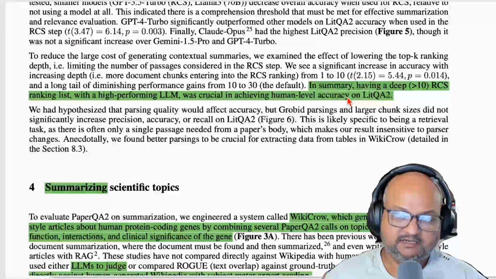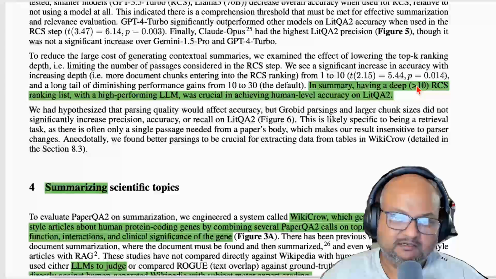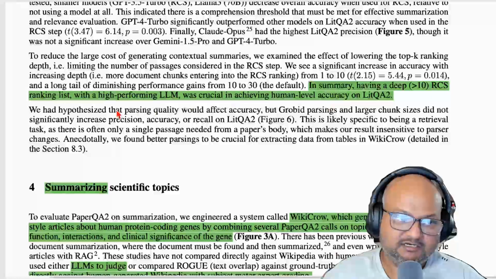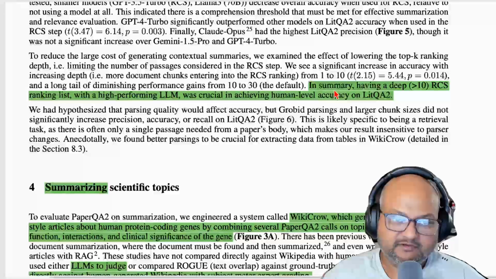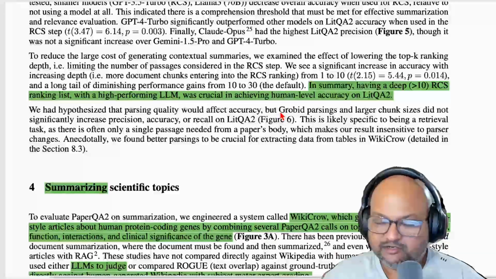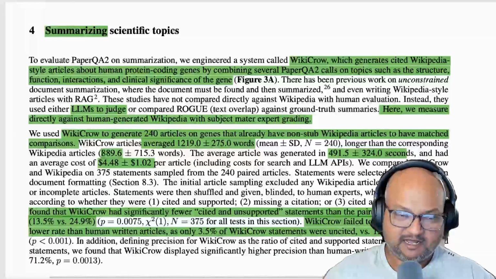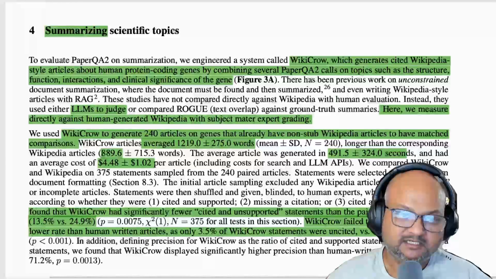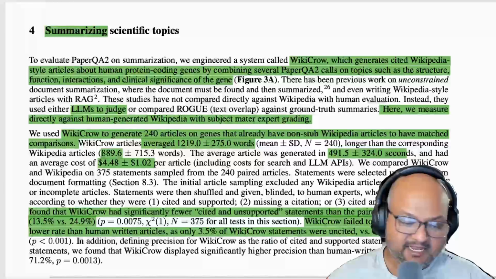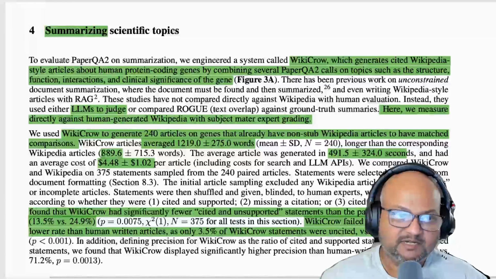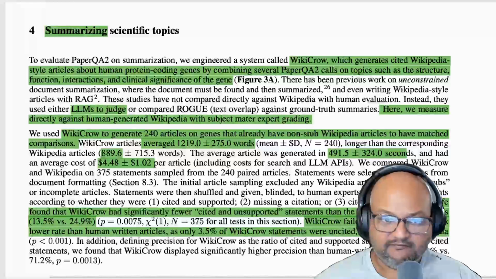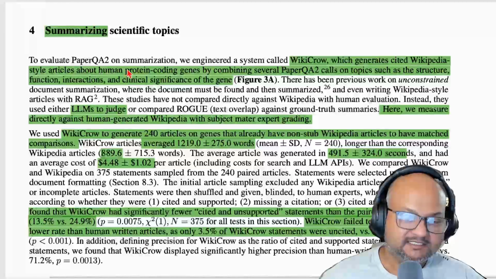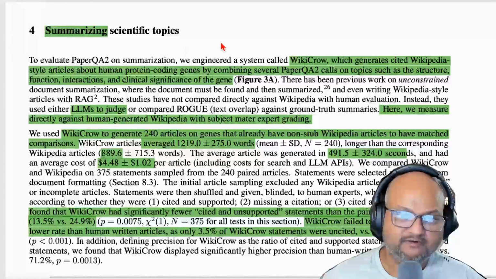As the authors mention here, having a list longer than 10 among those re-ranked and summarized chunks, along with a high-performing frontier LLM, was one of the crucial factors in achieving superhuman performance here. So now that you have a retrieval and synthesis system, an agentic RAG system essentially, the next step after that is to take the replies from that RAG system and try to synthesize a very detailed summary. And that's exactly what they're doing in step 2 of this paper.